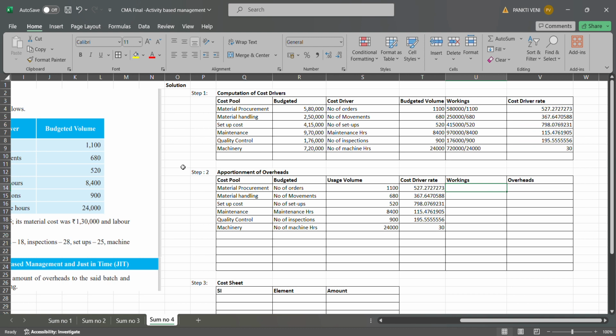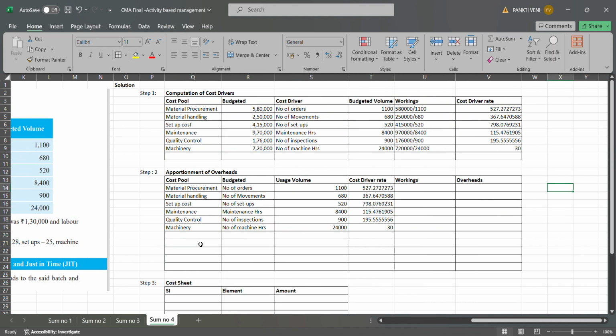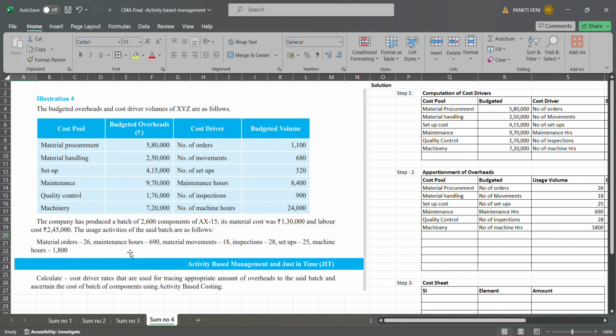Okay, cost driver rates. After this, what I'll do is workings. I'll multiply. See here they have given us maintenance orders 26, maintenance hours 690. So I'll take this and I'll multiply. So I'll get here, I'll write this only 26. Number of movements are 18, here it is 25, here it is 690, 28 and 1800. So based on this I did material order 26, maintenance 690, material movement. So based on this I wrote down here.